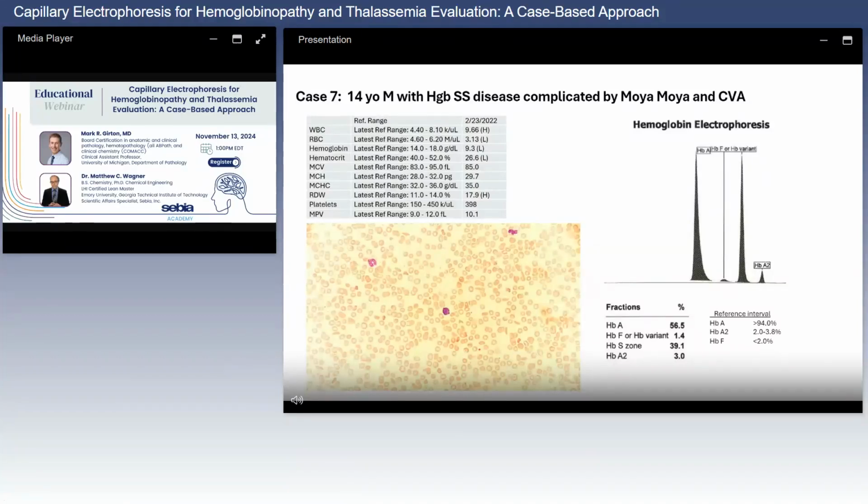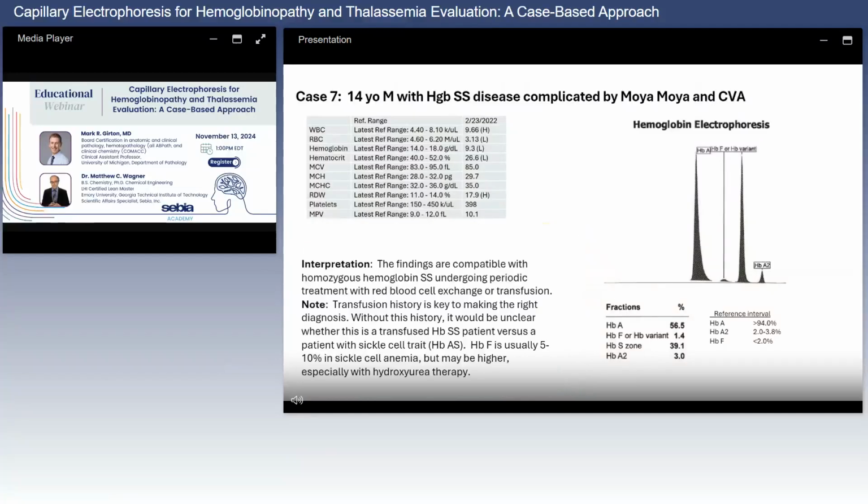However, the question that is raised, given 56.5% hemoglobin A, what's going on here? So we should always remember in our assessment, iron studies and transfusion history, along with quick clinical history, is very useful in interpretation. So in this case, the interpretation is the findings are compatible with homozygous hemoglobin SS undergoing periodic treatment with red blood cell exchange or transfusion, accounting for the hemoglobin A fraction in this case.